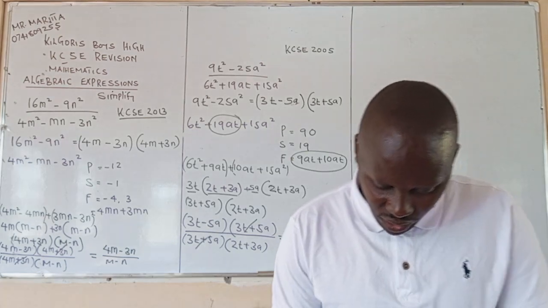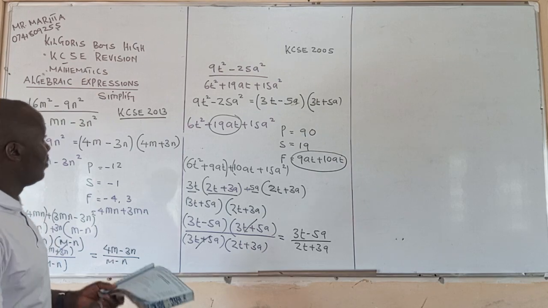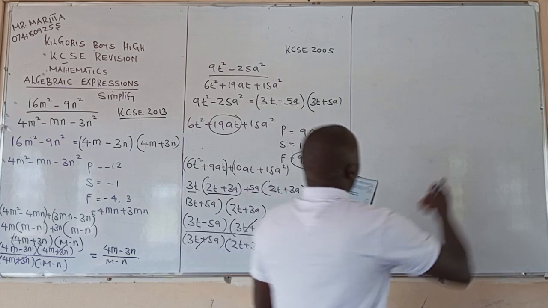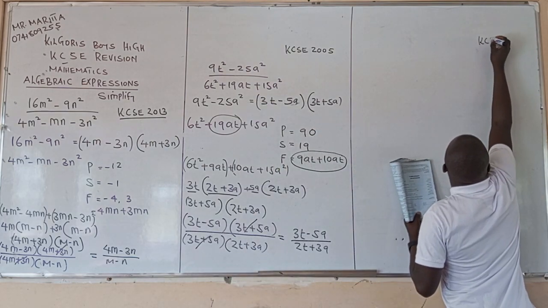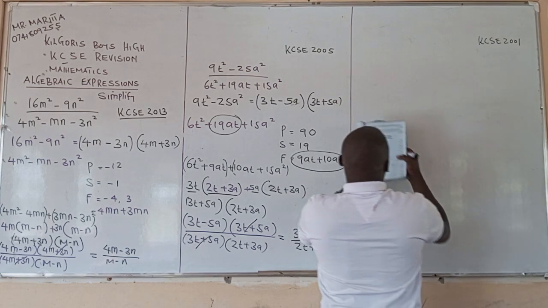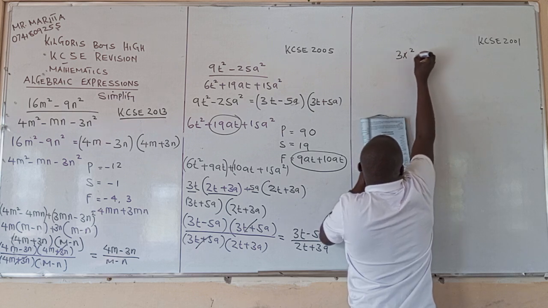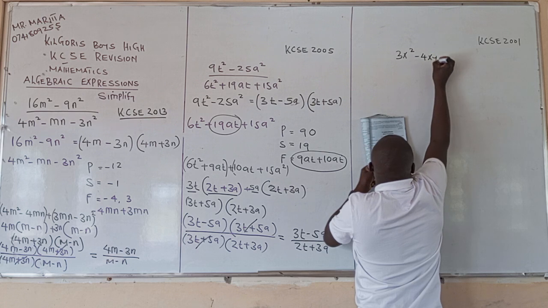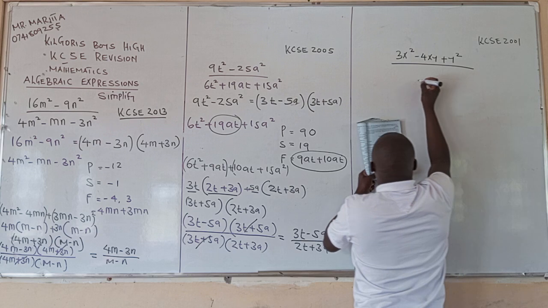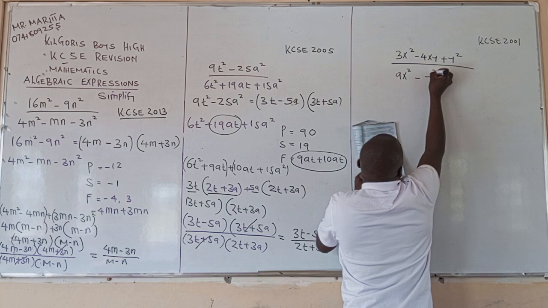Now, let us do the last part, the last question on the same. The last question on the same is on KCSE 2001. So we have this KCSE 2001, and what we have is 3x squared minus 4xy, then plus y squared. This one you divide by 9x squared minus y squared.